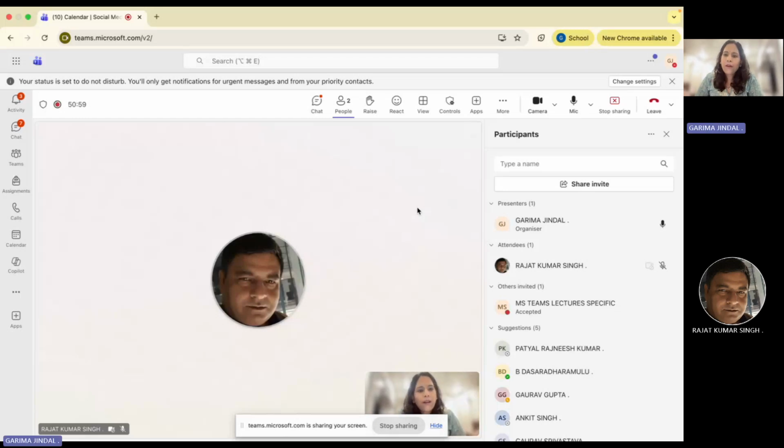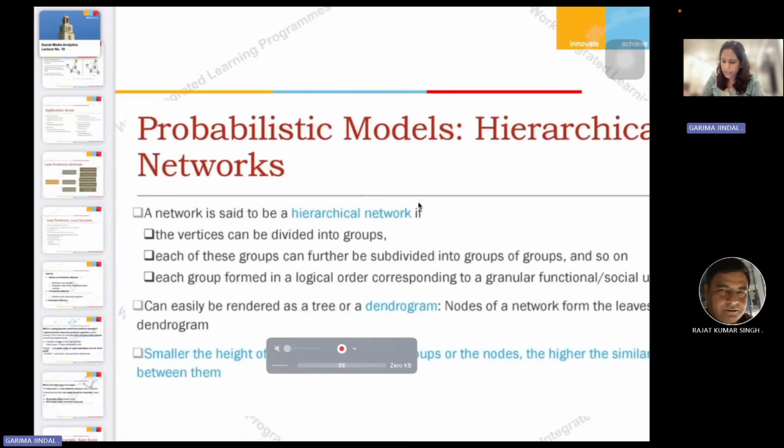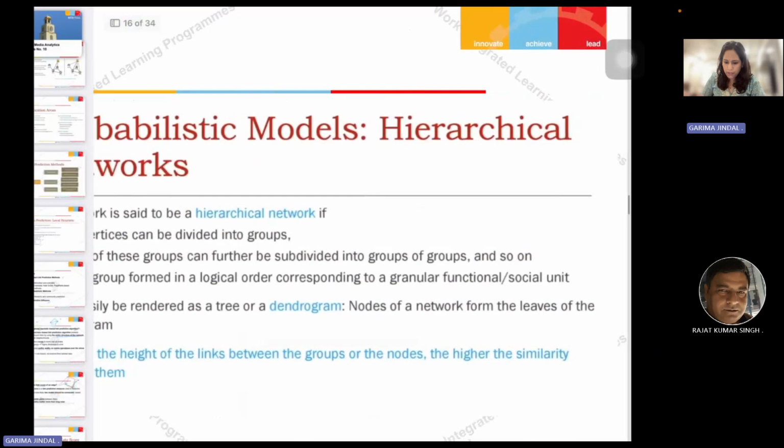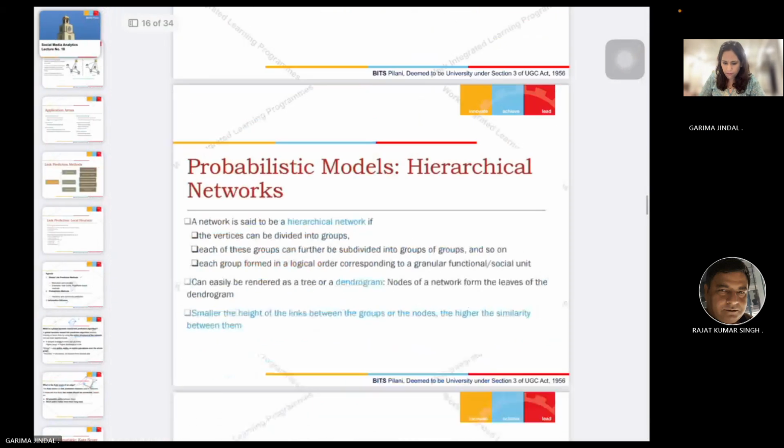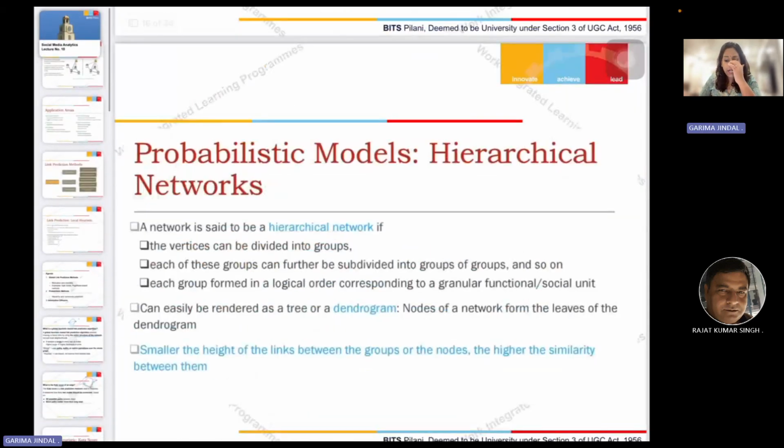Okay. So before going to the break, we started our discussion with the probabilistic model of predicting a link between nodes. Okay, so now, first of all, the probabilistic model is based on hierarchical networks. We have already discussed different types of network, and one of the most common structures in social networks is the hierarchical network.